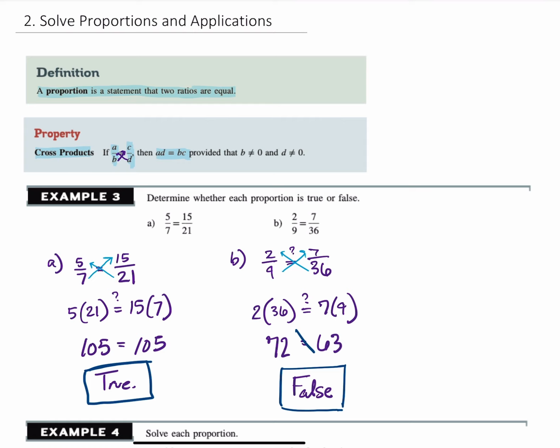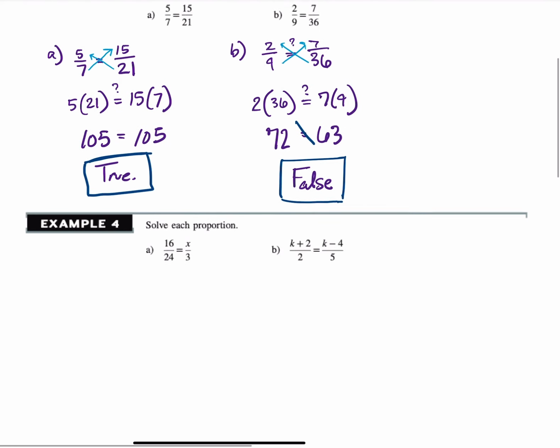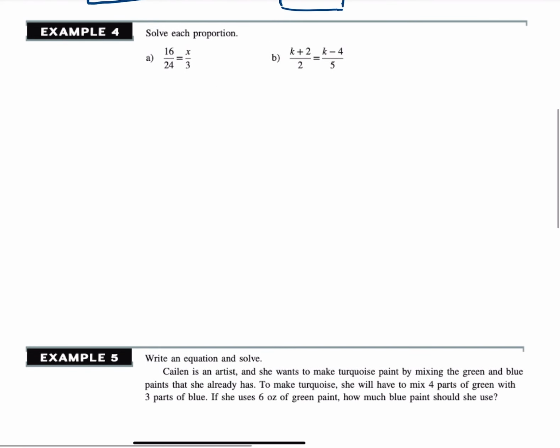So let's see an actual equation. This is a bit more like what we'll see. And we might have seen something like this before when we were in our solving equations section. So I have 16 over 24 is equal to x over 3. And it's wanting us to solve, which means we want to just get x on its own equal to everything else.